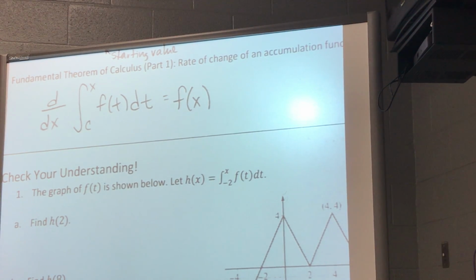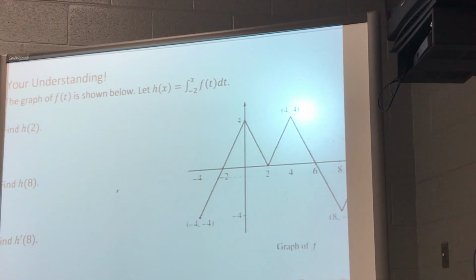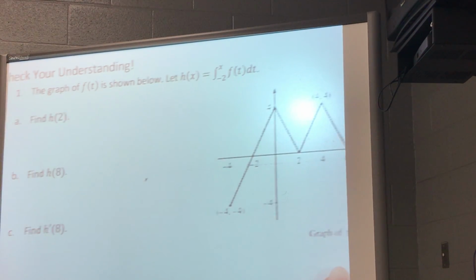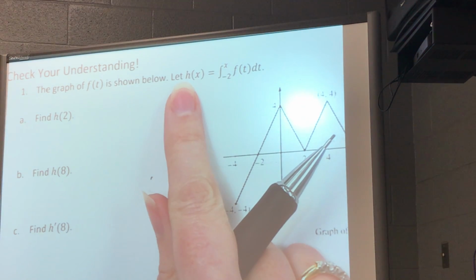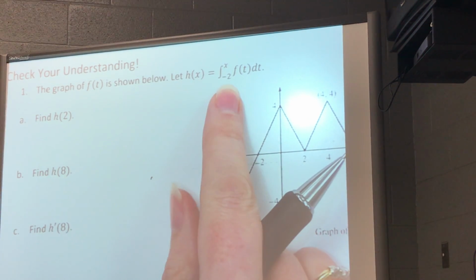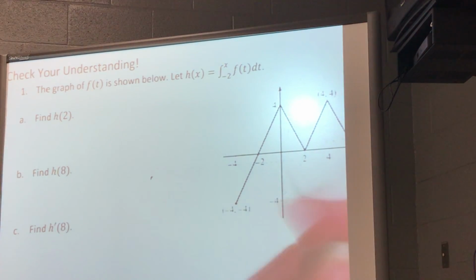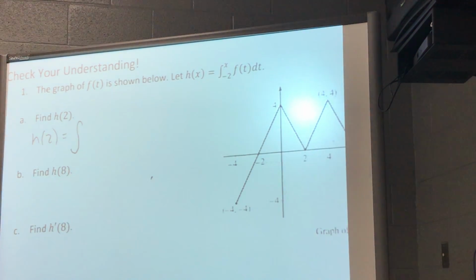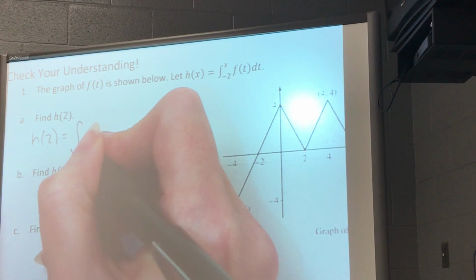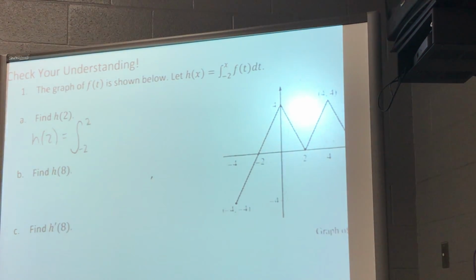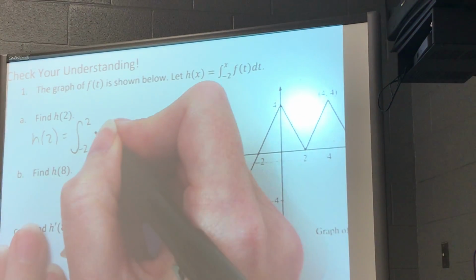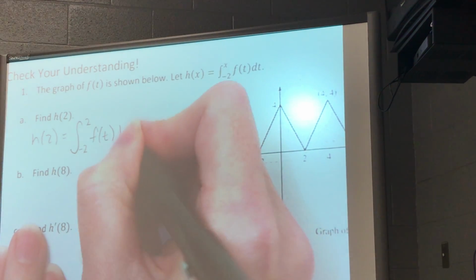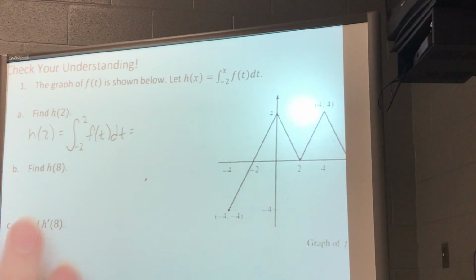Okay, so the first thing we're going to do on our check for understanding is to evaluate this accumulation function. So h of x is this. We want to find h of 2. So h of 2 means to find the integral from -2 to 2 of f of t dt. And that just means we're adding up the areas from -2 to 2.